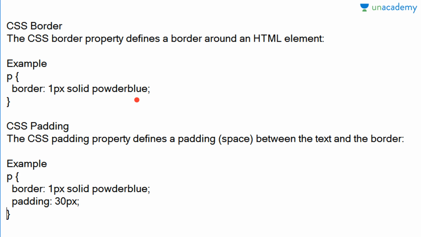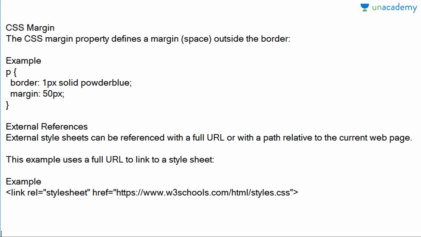Now let's talk about CSS padding. Padding means the space around the text and borders. So how we apply this, we can use the example p, border 1px solid powder blue, padding 30px. Now bracket close, and we can run this over our own web browser.